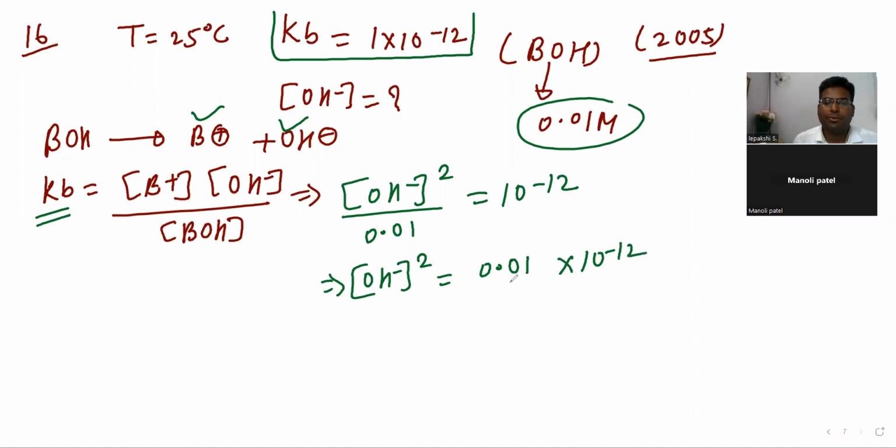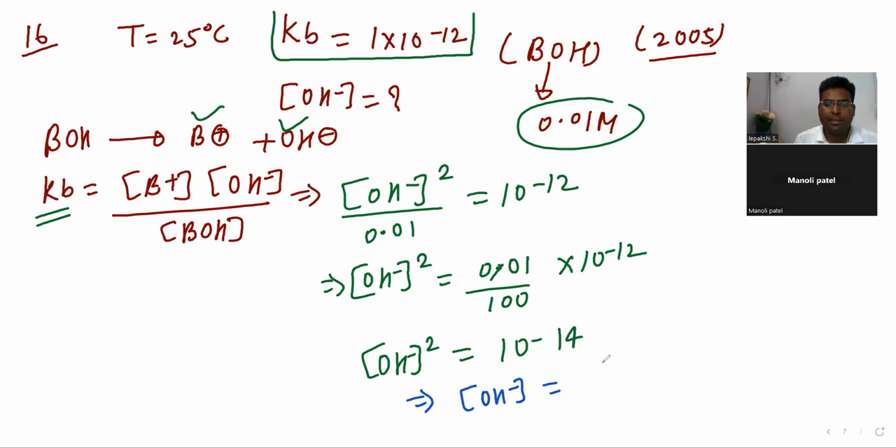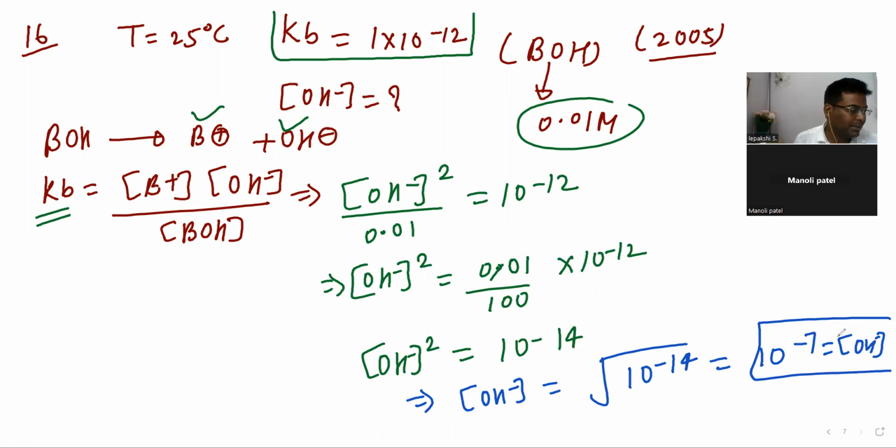Solve this one, remove the decimal point, so you will get 100 here. Taking it to the upper part, it will be 10 raised to minus 14 for OH minus concentration squared. So the concentration of OH minus will be the square root of 10 raised to minus 14. So it is 10 raised to minus 7 concentration of OH minus. This will be the value of OH minus concentration. So write the whole explanation.